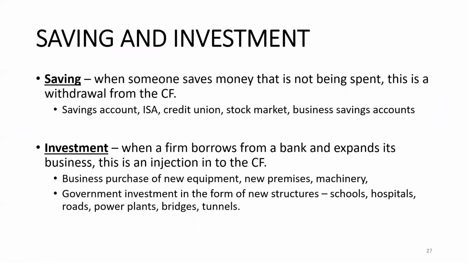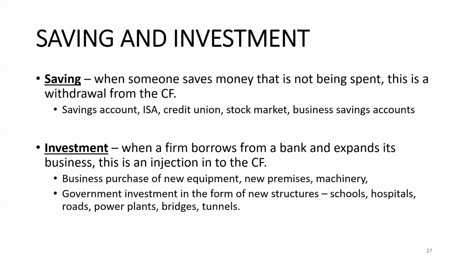And we look at saving and investment. Savings is when someone saves money that's not being spent. If people aren't going to spend money, then they're going to save it. And when people save it, it's a withdrawal from the circular flow. So they could save into a savings account or a credit union or the stock market. And that's money being taken out. Because people aren't spending that money, it's a withdrawal. And because money is being withdrawn, the consequence is it's not going to generate revenue for firms. And that in turn can mean firms might be able to hire a bit less.